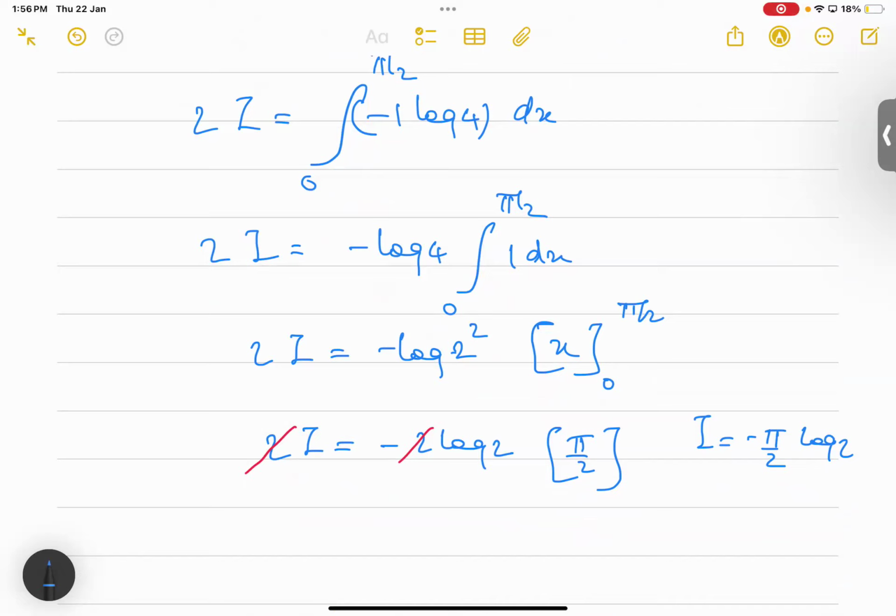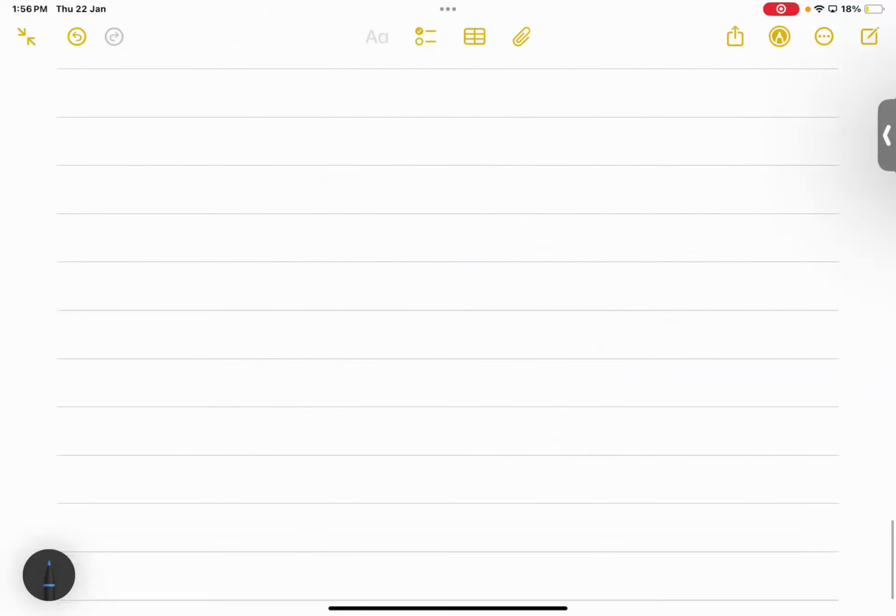What is your answer? Pi by 4 log 1 by 4. Yeah, that is also right. 1 by 4 you write as 2 squared, send 2 square up, 2 raised to minus 2 again, and the minus sign will also be there. It's one and the same thing. Okay. Next problem.